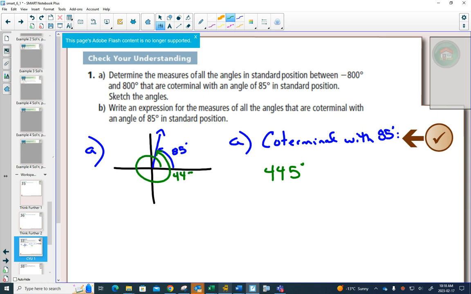It goes all the way around once, and back to where we started. If I add 360 again, I get 805 degrees. Can you see that 805 degrees is out of the range? They're just saying between negative 800 and 805. So 445 will be our first positive one.